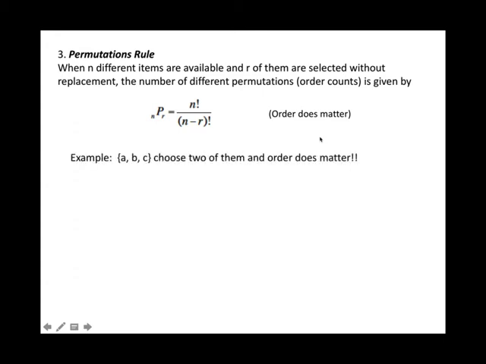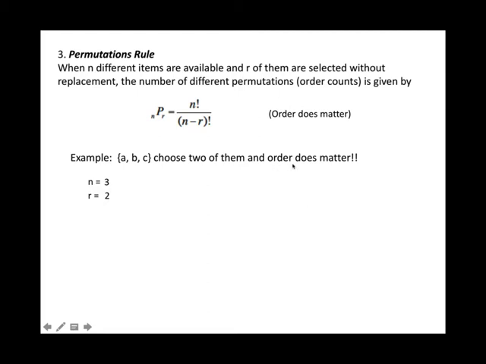We have A, B, C and then we want to choose 2 of them, and order doesn't matter. So first, think about it. What is your N equal to? What is your R equal to? N represents how many items are available. So we have 1, 2, 3, 3 items. And how many you want to pick? That's called R. So we want to pick 2 of them, so R equals 2.